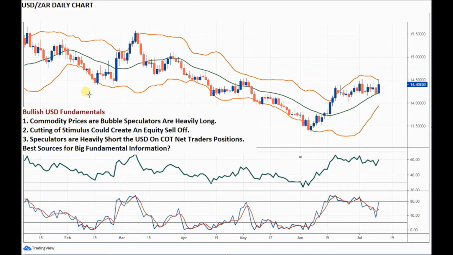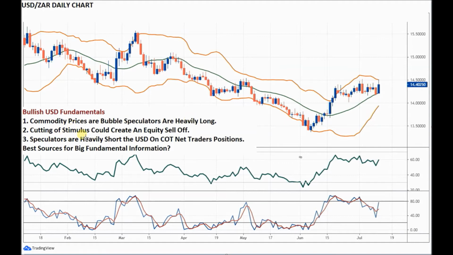Now, in terms of bullish USD fundamentals, if you looked at commodity prices, they are effectively a bubble. Speculators are heavily long, one of the biggest long positions in history. Commodities have been on a massive move to the upside. You've seen a little bit of weakness, but not much. If commodities turn down, South Africa is a commodity producing nation, so that would be an additional bearish factor for the rand. But despite commodities being strong, the USD has made a nice move to the upside. It's going sideways at the moment.